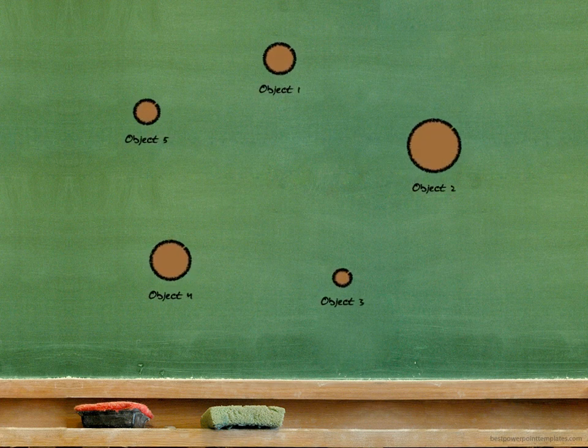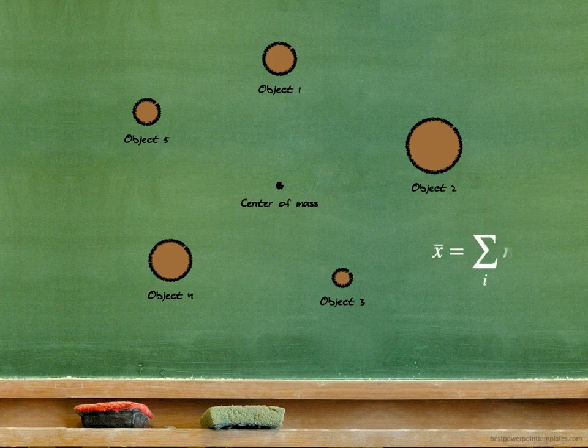Let's review how to actually calculate the center of mass in practice. Suppose we have 5 different objects, each with different sizes and therefore different masses, and we want to calculate the x and y coordinates of the center of mass of the system as a whole. The x coordinate is the weighted average of the x coordinates of each individual object, where the weighting factors are given by the masses of the objects.